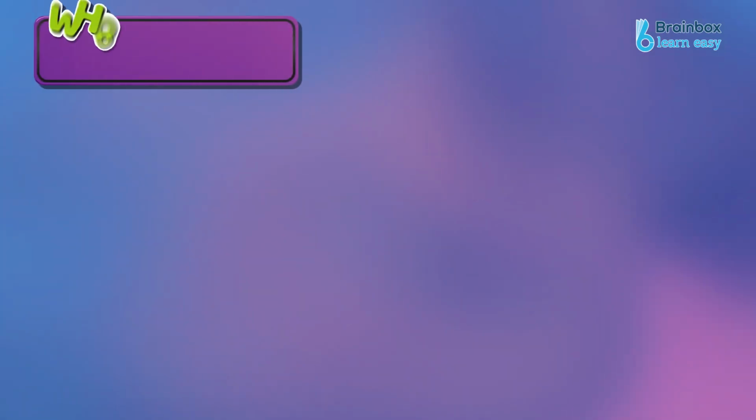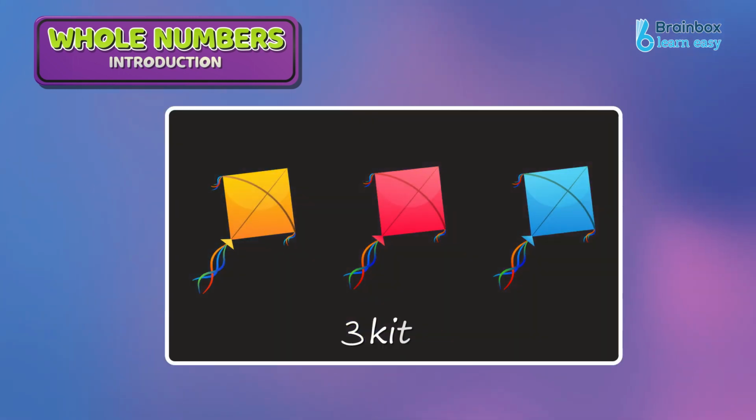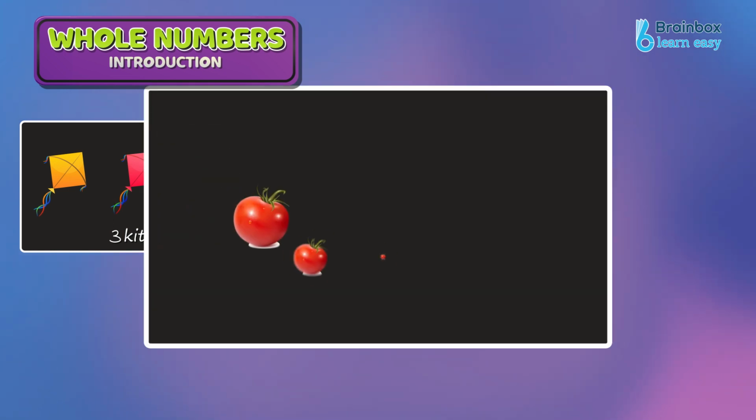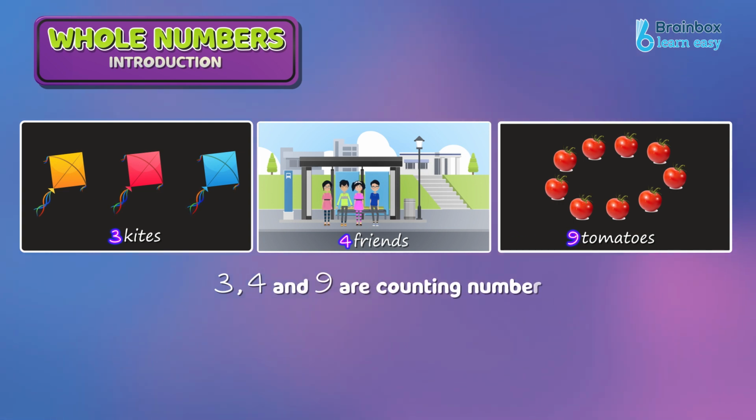Lesson: Whole Numbers, Part 1. Introduction. In the previous lesson, we have seen how numbers form an important part of our daily life. We use numbers to count. Say, here we have 3 kites, 4 friends, 9 tomatoes. So, 3, 4 and 9 are counting numbers.